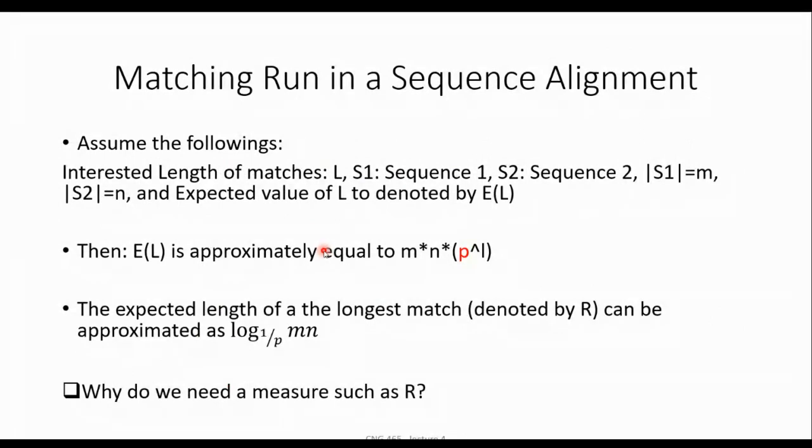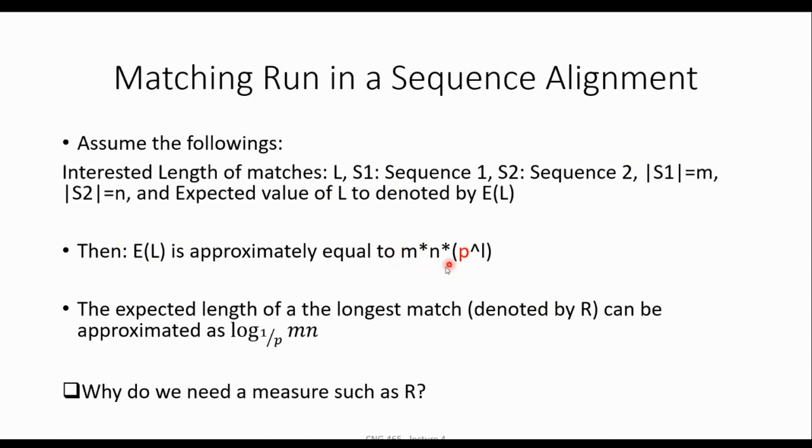Now, let's talk about matching run in a sequence alignment. Assume the following. Interested length of matches, assume that this is denoted by L. Now we have 2 sequences, S1 and S2. The sizes of them are M and N. And let's denote the expected value of L by E(L). How can we approximate the expected value for L? All of them have proofs for sure. If you are interested, you can find the proofs. But if you are interested in using the formula, you can use this formula easily.